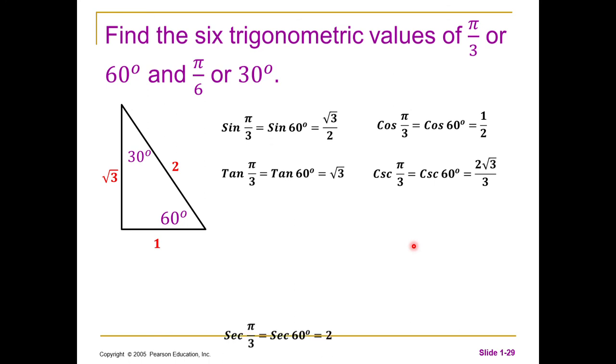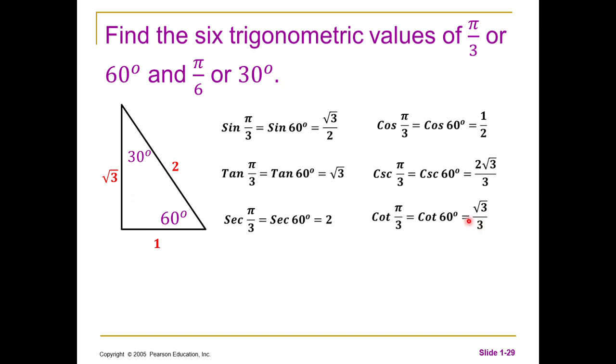So, next, we have secant of pi over 3 is equal to secant 60 degrees, which is 2. Kasi 1 over 1/2 doon. Kabaliktaran nun. O, ito naman, square root of 3 over 3. Paano siya nakuha? Di ba?